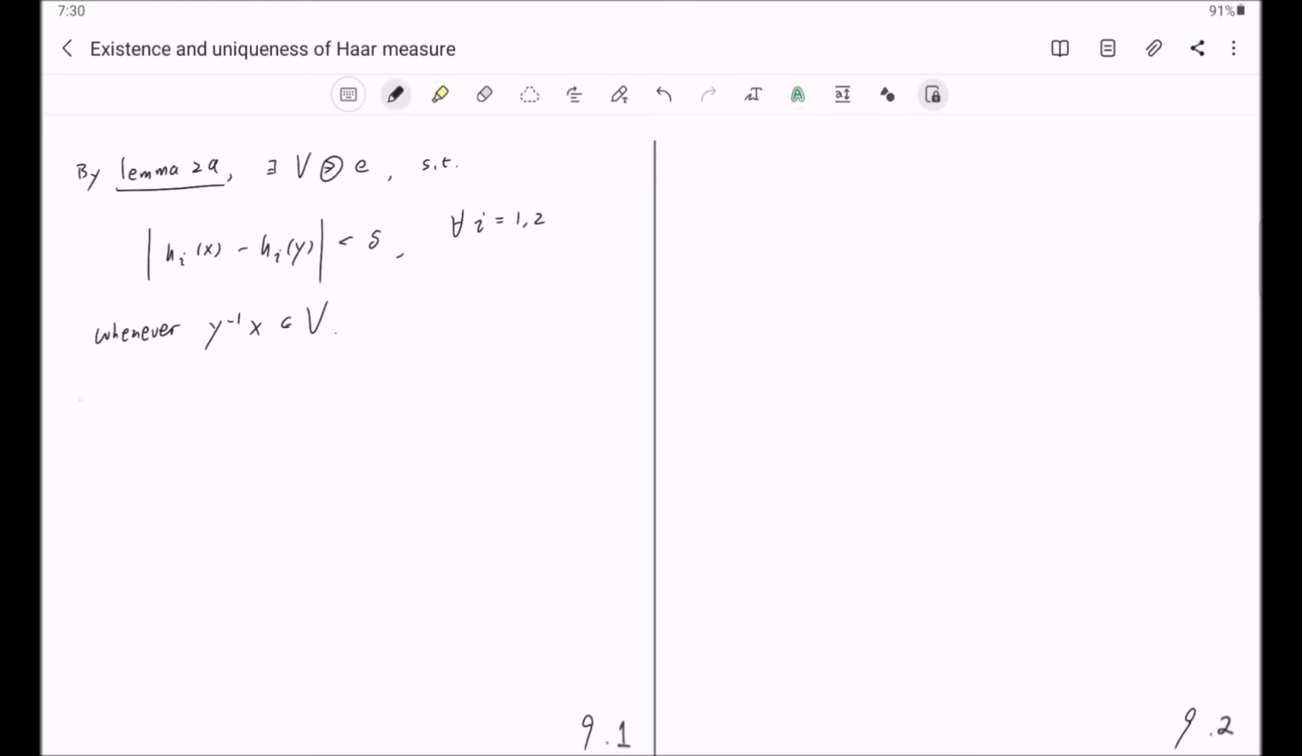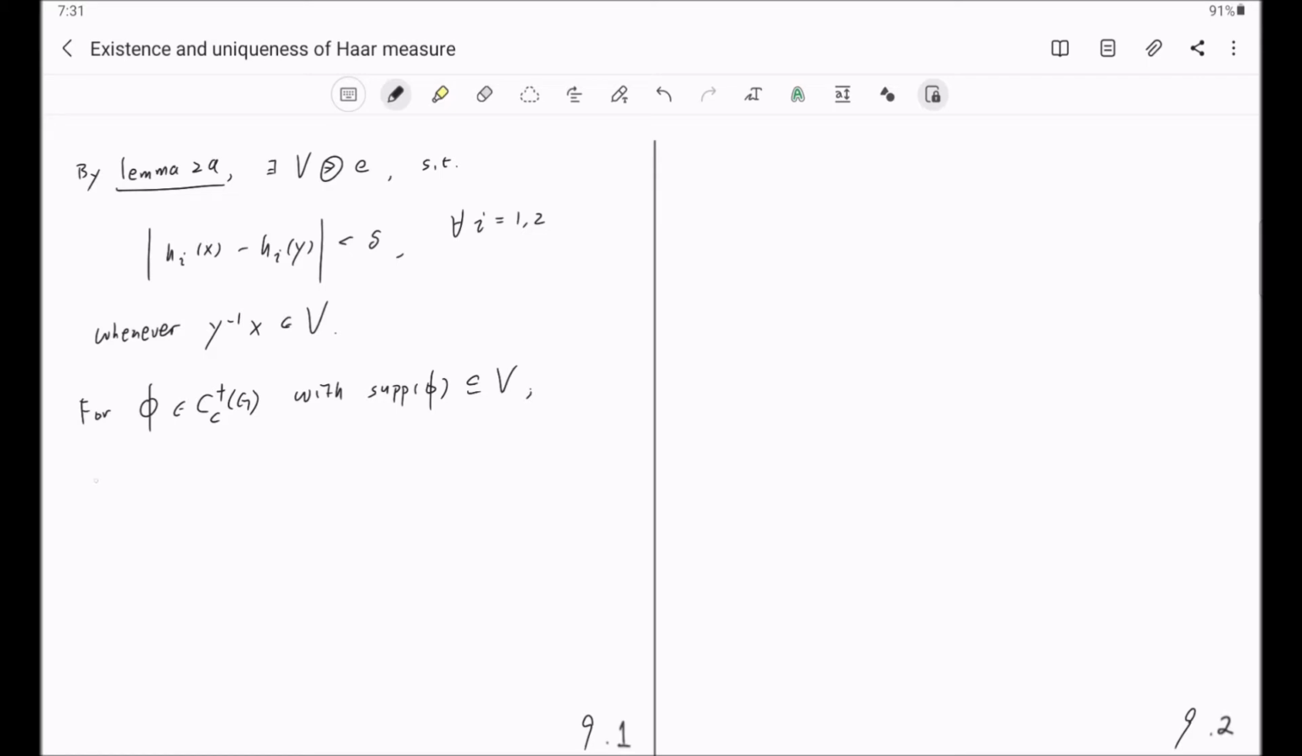Now for phi in C_c plus of G with support of phi contained in this V, we choose this phi to be a function in C_c plus of G with a small support. And I will tell you why we make this choice later. You will see why we make this choice later.